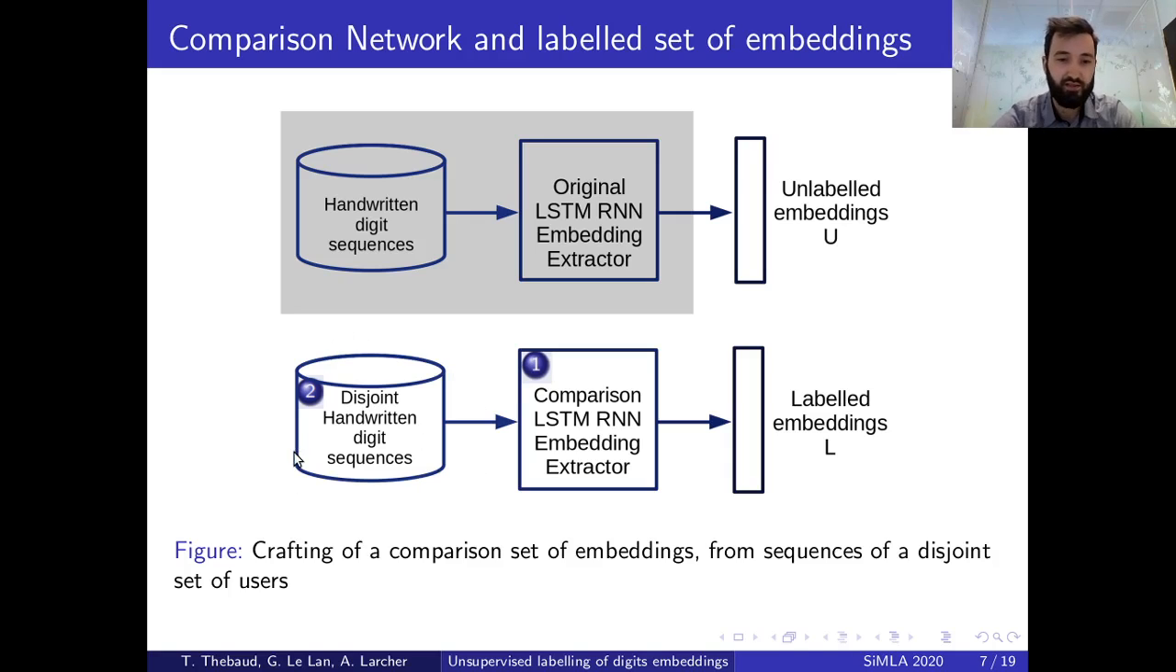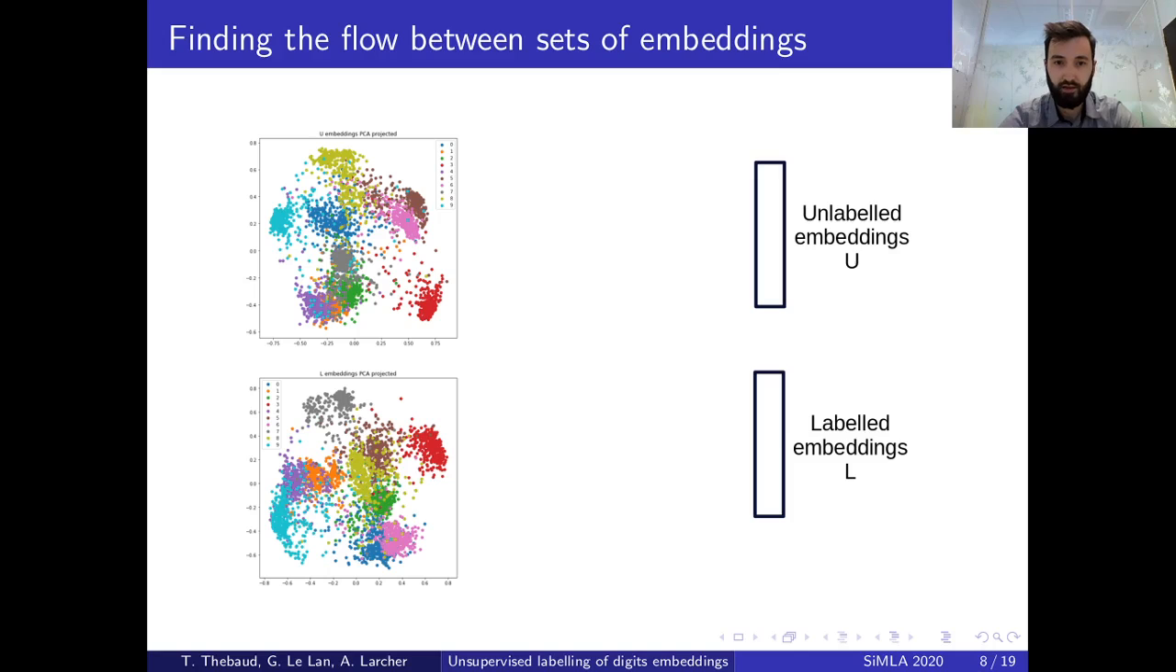And so we use this disjoint set of sequences to train our classifier, our extractor, and extract a labeled set of embeddings. Because we have the knowledge of the previous sequences, we can know the digit value labels of those embeddings. So we have our unlabeled set U and our labeled set L. Here is a visualization of both of those sets.